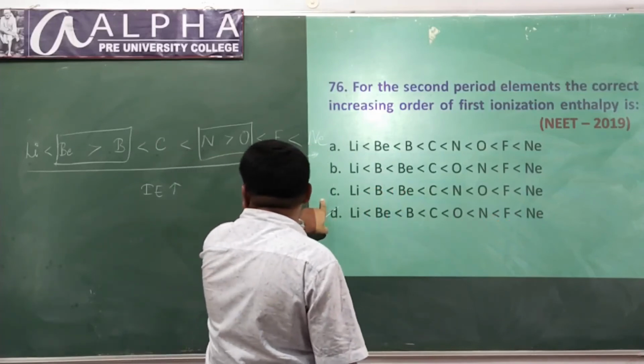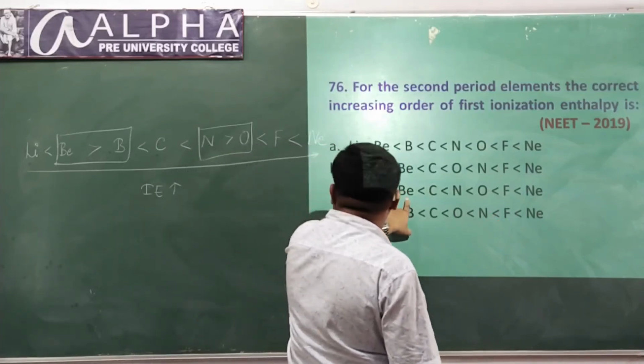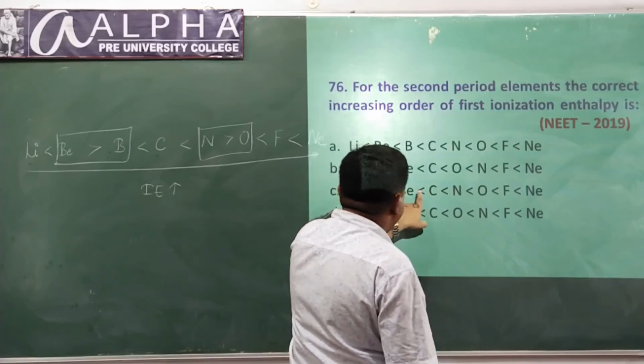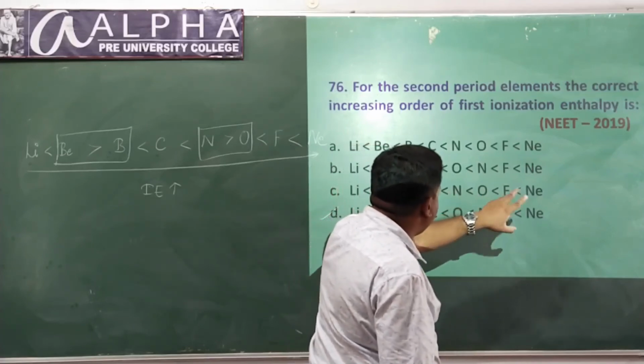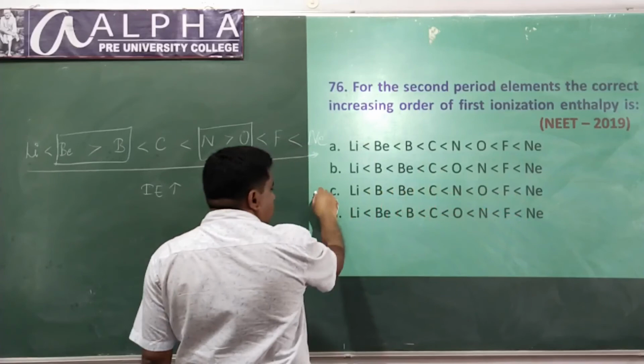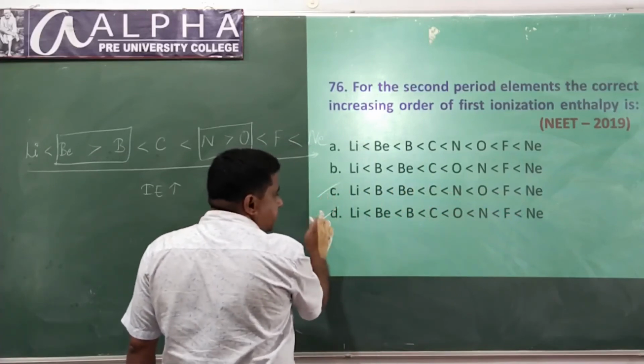Lithium less than beryllium, less than boron. Okay, less than boron, less than beryllium, carbon, nitrogen, oxygen, fluorine, neon. We have got two answers. We can accept this as well as this.